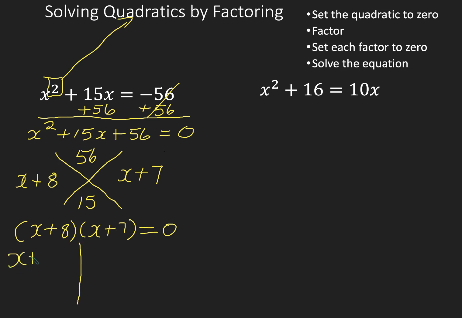Next, I'm going to set each factor to 0, so I like to draw this line in the middle. So I have x plus 8 equals 0 and x plus 7 equals 0, and I'm going to solve this. So this is pretty simple. I'm going to subtract 8 from both sides. That cancels. I get x equals negative 8.